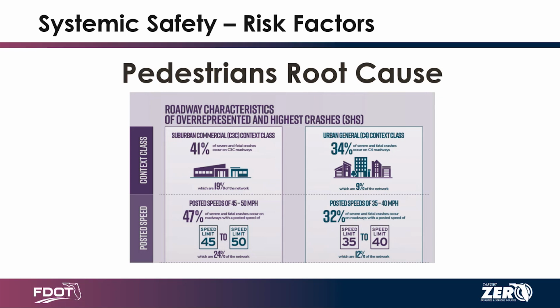47% in the 45 to 50 miles per hour, it's 24% of our network, overrepresentation. The C4 context class, this is probably pretty applicable to you guys. 34% of crashes happen there. It's only 9% of our network. So you can see that there's a massive overbalance in this. And with 35 to 40, 32% of crashes, 12% of the network.